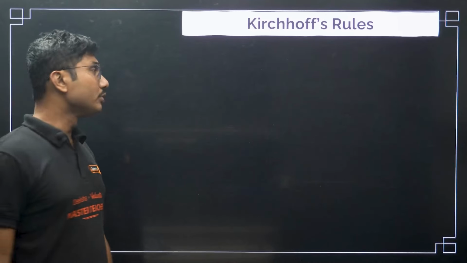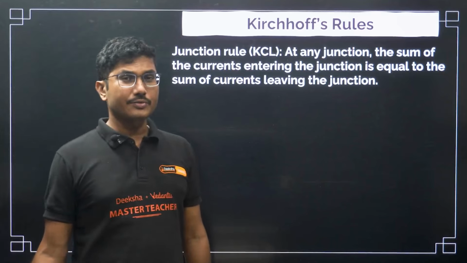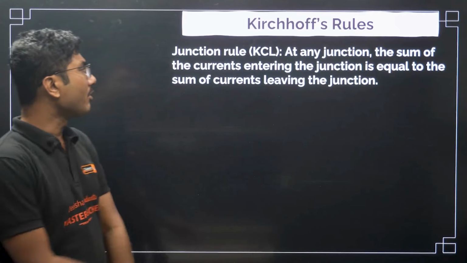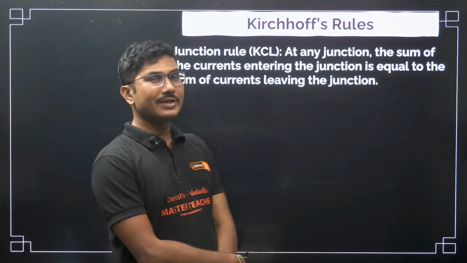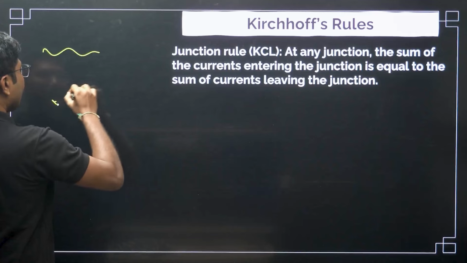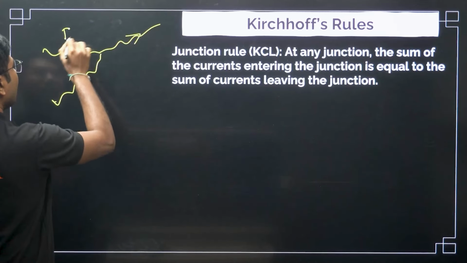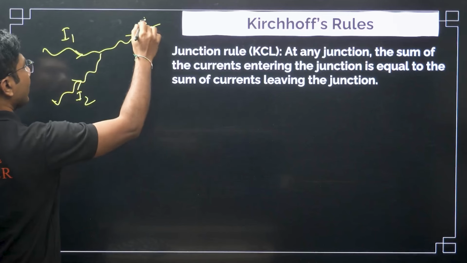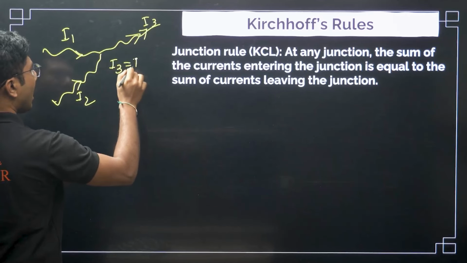Now Kirchhoff's rules. There are two Kirchhoff's rules. The junction rule, also called Kirchhoff's current law or KCL: at any junction, the sum of currents entering the junction is equal to the sum of currents leaving the junction. Junction means where multiple currents meet. Suppose I1 and I2 are going in and I3 is going out. According to Kirchhoff's law, I3 equals I1 plus I2.